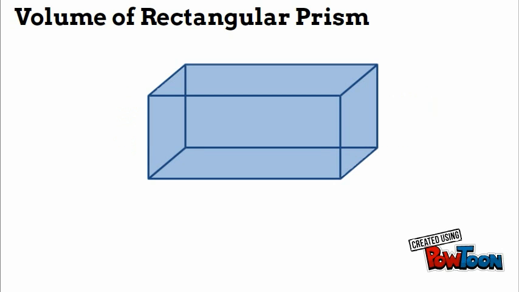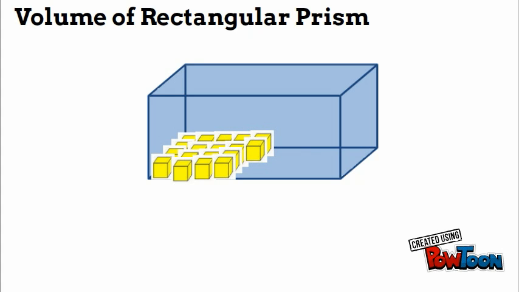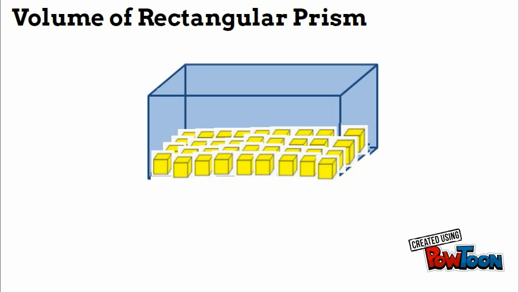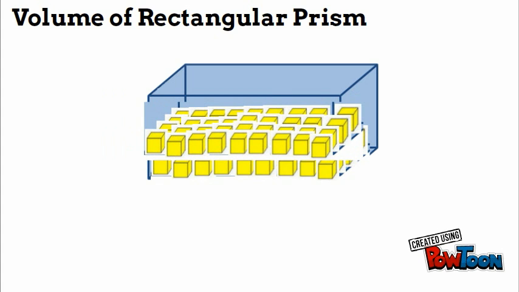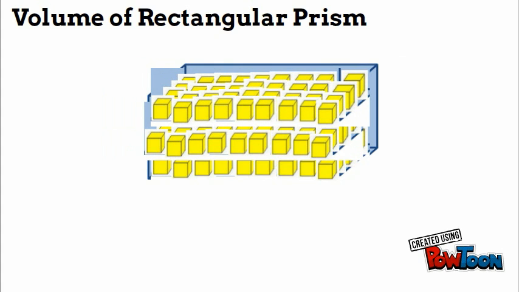First, let's look at what volume really means by looking at the volume of a rectangular prism. Volume is simply how many unit cubes could fill up a three-dimensional object. As you see, I'm working my way through here on the base layer. So once I get that base layer, then I can repeat layers up until I fill up that box.